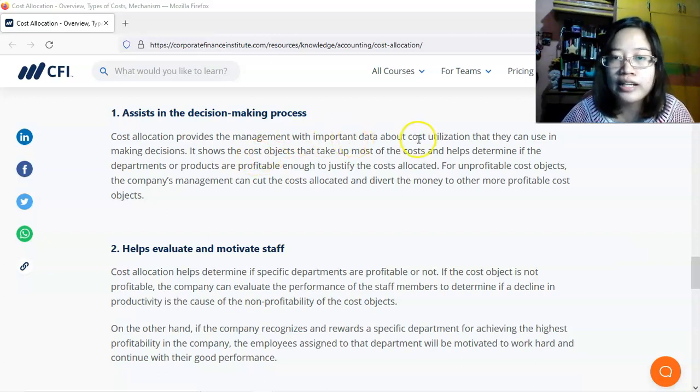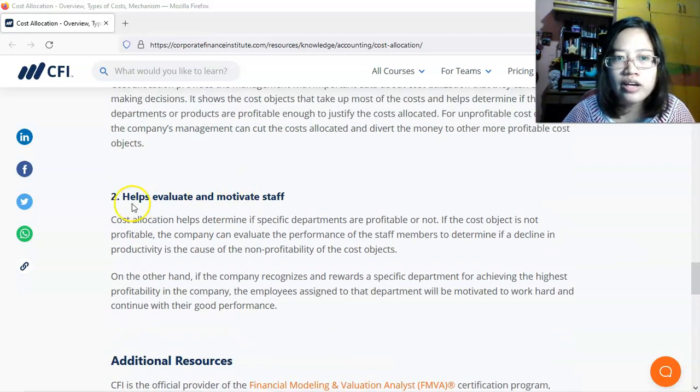Provides management with important data about cost utilization they can use in making decisions. Shows the cost objects that take up most of the costs and helps determine if the departments or products are profitable enough to justify the cost allocated. Tapos for unprofitable cost objects, the management can cut the cost allocated and divert the money to other more profitable cost objects. Okay? Tapos yung second reason, helps evaluate and motivate staff.